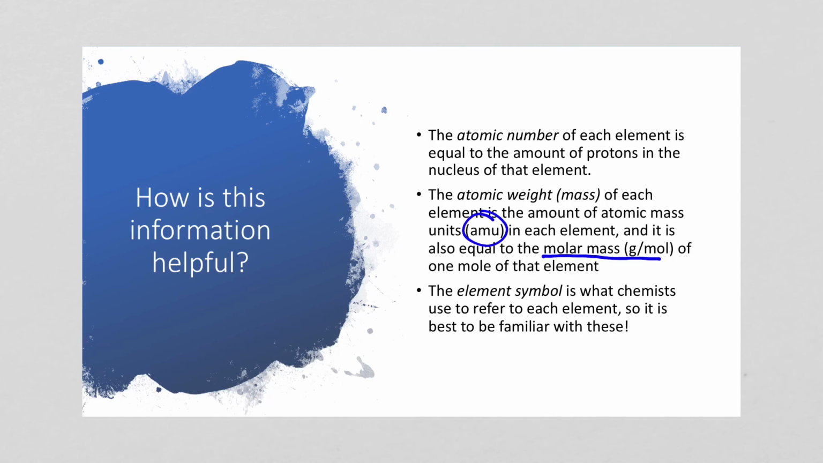And then the element symbol is what chemists use to refer to the element. If we're talking about methane, we know that that's going to be CH4. Well, you need to know that C is carbon and H is hydrogen. And if you don't know what these symbols mean, if you don't know what elements these letters are talking about, you're going to have no idea what your formulas are indicating.